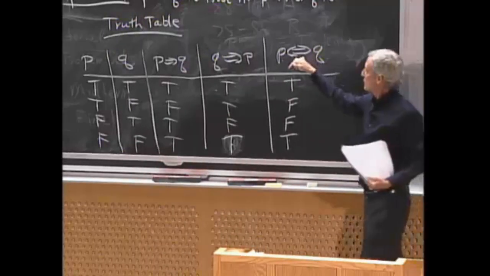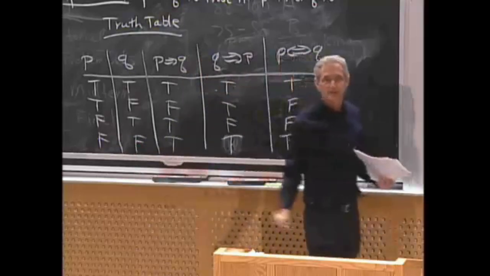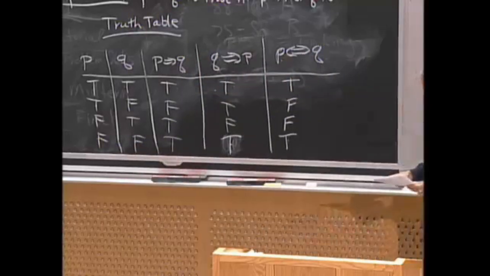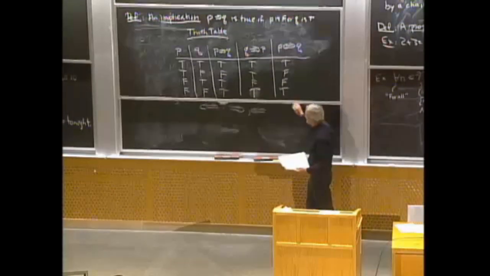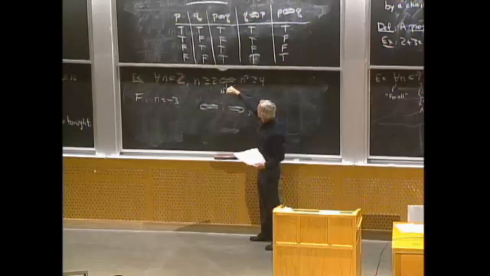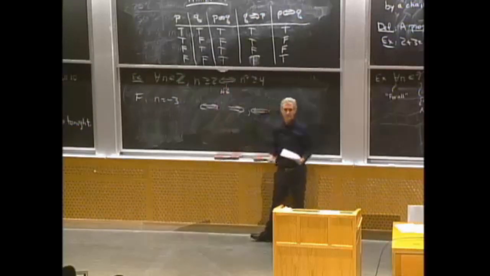So P if and only if Q is true when they're both true or both false. And that's it. If they're different, then it's not true. The key here is to always check both ways. So if you're asked to prove an if and only if, you've got to prove that way and that way.